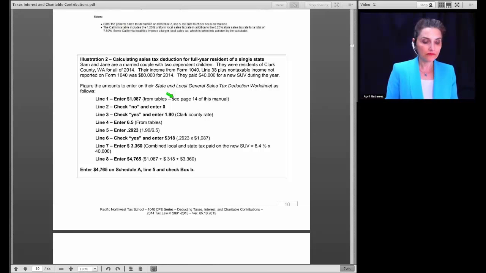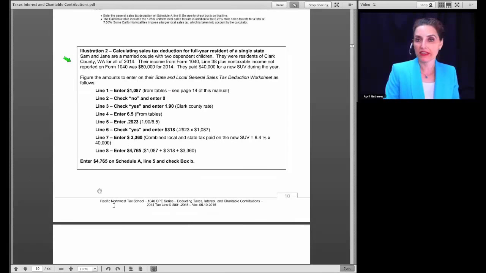So actually, illustration number 1 is a fairly complex illustration because it involves a multi-state tax situation. But the next illustration I'm looking at is going to be cleaner and simpler. This particular couple has lived in the same state the entire year. This is as simple as it's going to get. Sam and Jane are a married couple with 2 dependent children, and they were residents of Clark County, Washington for all of 2014. Their income from line 38 of Form 1040 plus non-taxable income not reported on 1040 was $80,000 for the year. They paid $40,000 for a new SUV during the year.